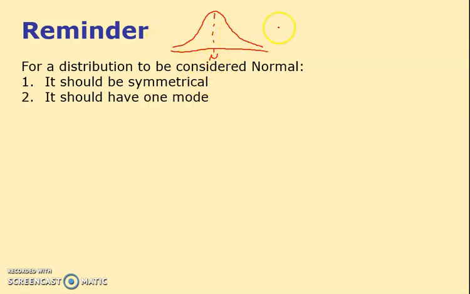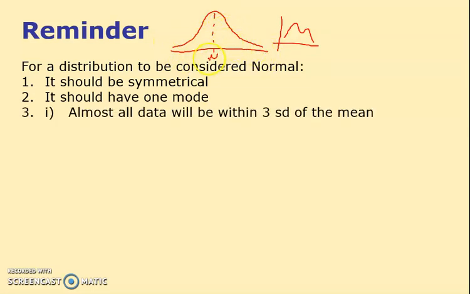It should only have one mode, so some distributions go up and then kind of go up and down like that. That can't be normal straight away because it can only have this one mode. Sometimes this is called a bell shape. You might have seen pictures of old bells in old churches, and that's not dissimilar to that shape.